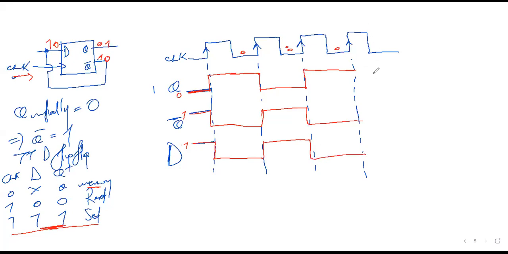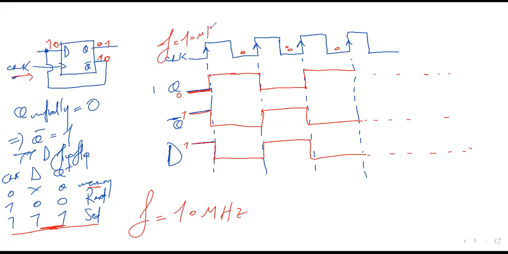And this continues, this continues. But what do I have? Frequency. If I started with 10 megahertz, this is my clock. I started with 10 megahertz. What will be the frequency of this output?